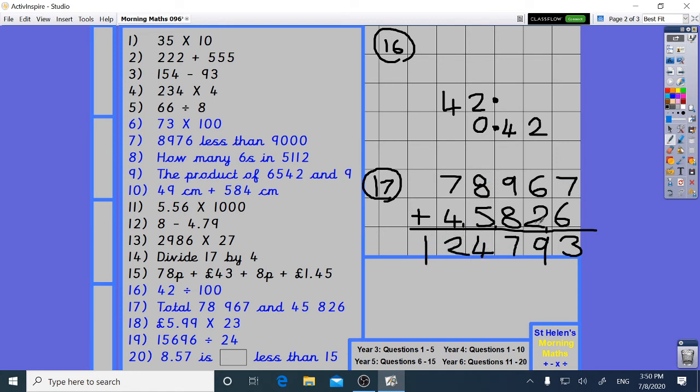Let's just check, because that was a lot of add-in to do. Don't want to make a mistake. 14. Okay, 124,793. And we're on question 18.